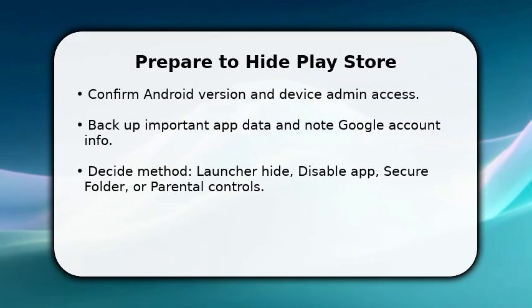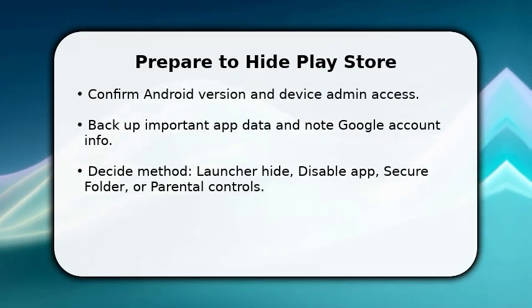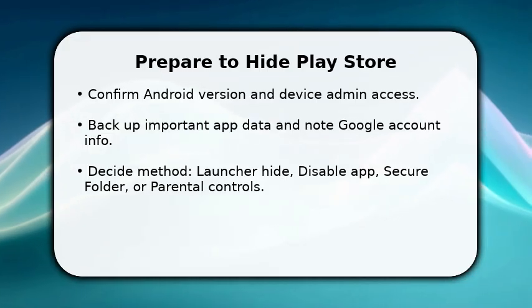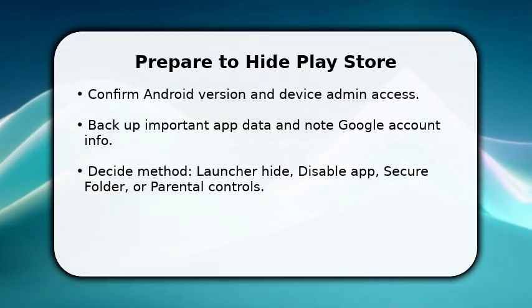You'll start by confirming your Android version and that you have device admin or owner access. This matters because some options require admin rights. Once done, back up any app data and make note of your Google account so you can restore later if needed. Next, decide which approach you want.